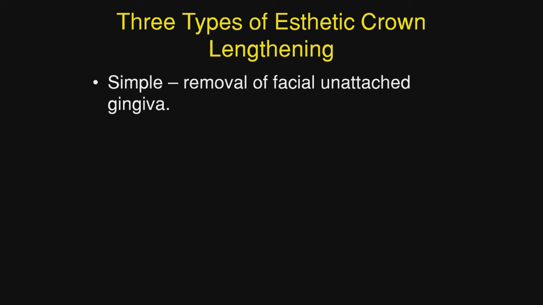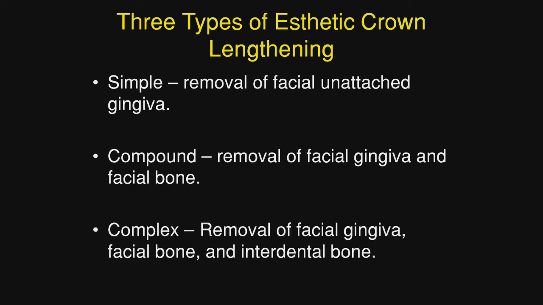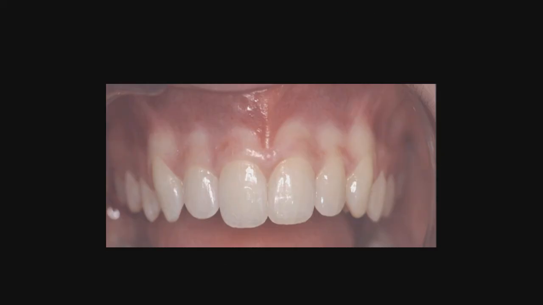The second type, compound crown lengthening, removal of facial gingiva and facial bone, is typically what we will do in most cases. And third, complex crown lengthening is removal of facial gingiva, facial bone, and interdental bone.